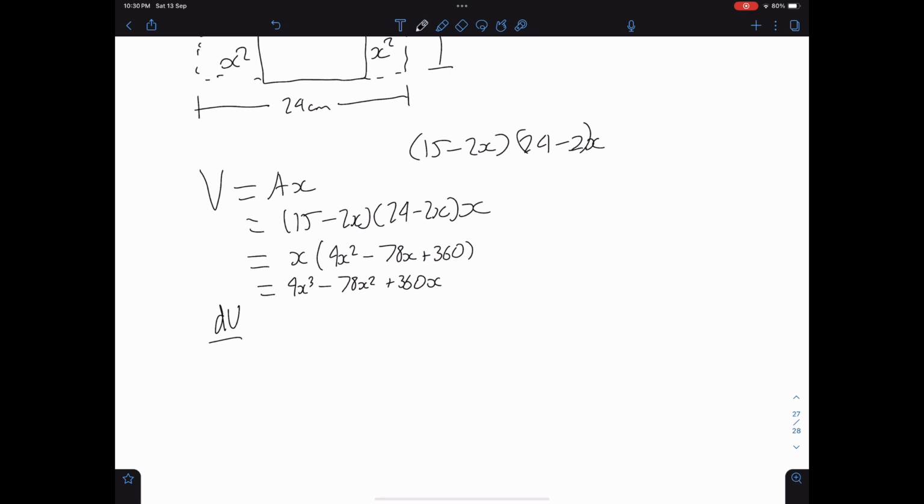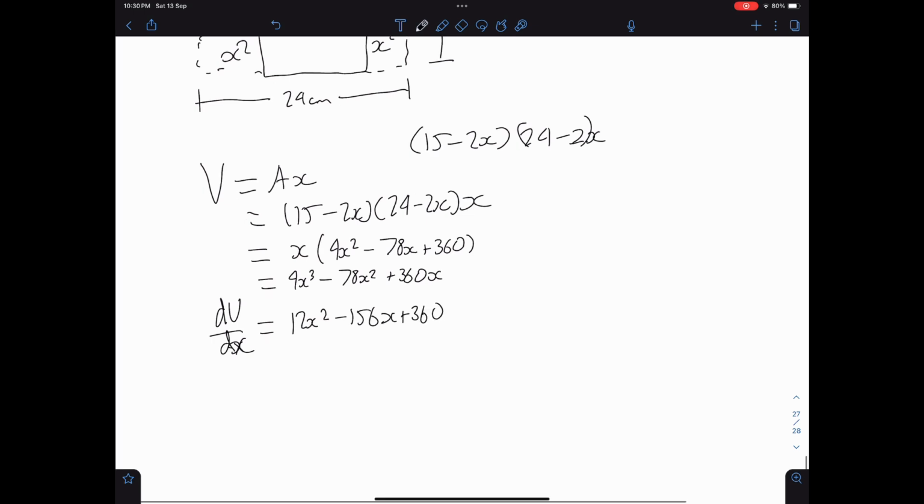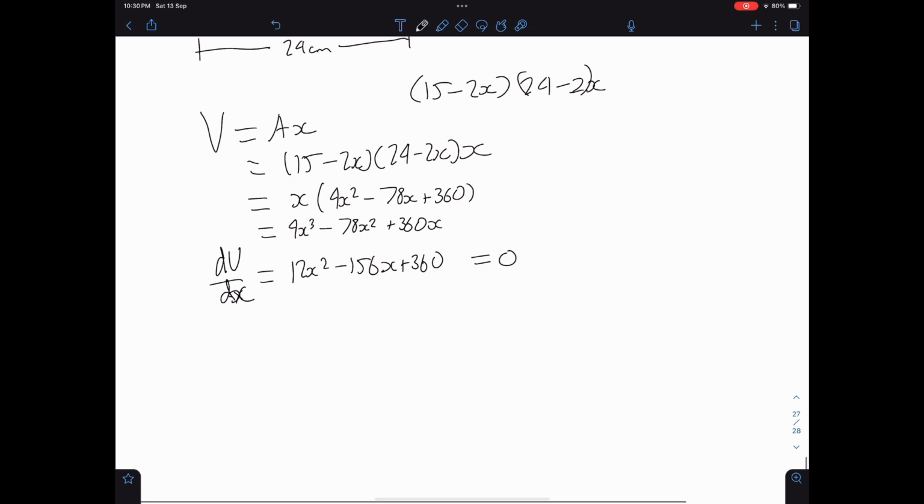So we differentiate V with respect to x, so it's dV/dx. 12x squared minus 156x plus 360. And then we want to figure out when this equals 0. I'd divide everything by 12. And instantly we can factorize this.